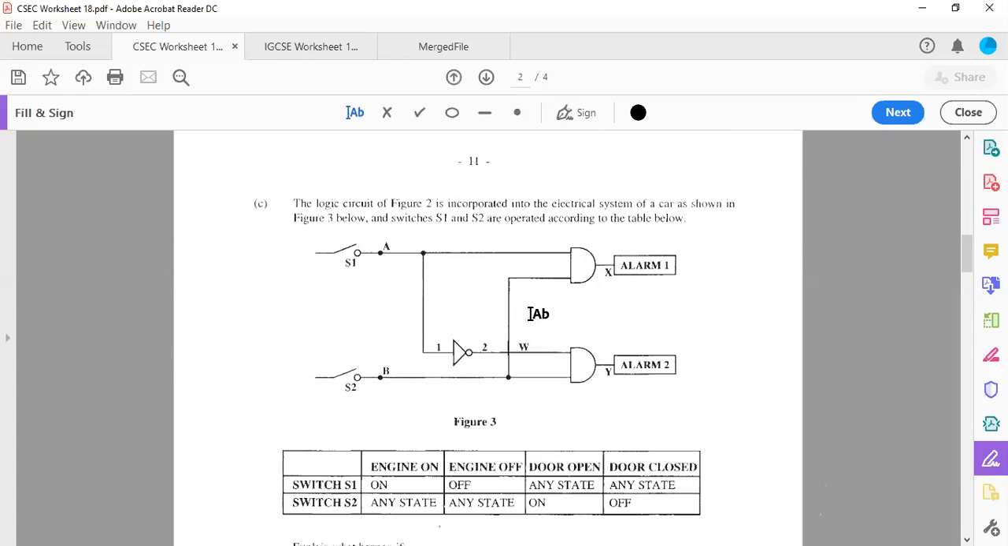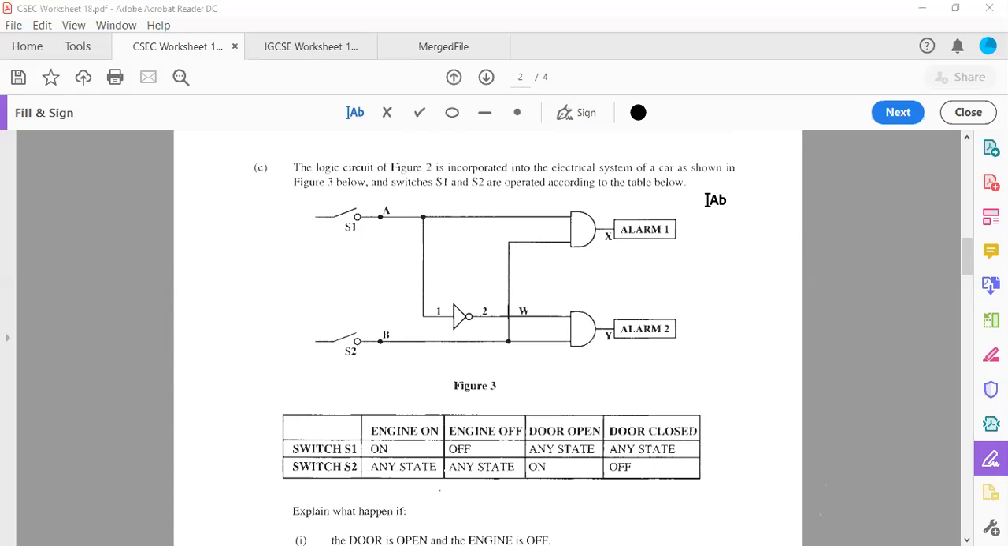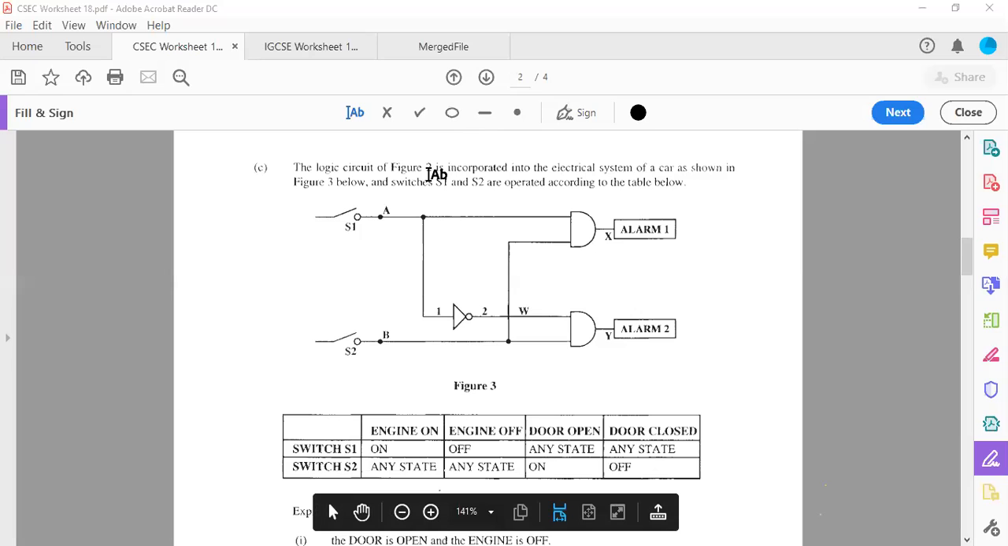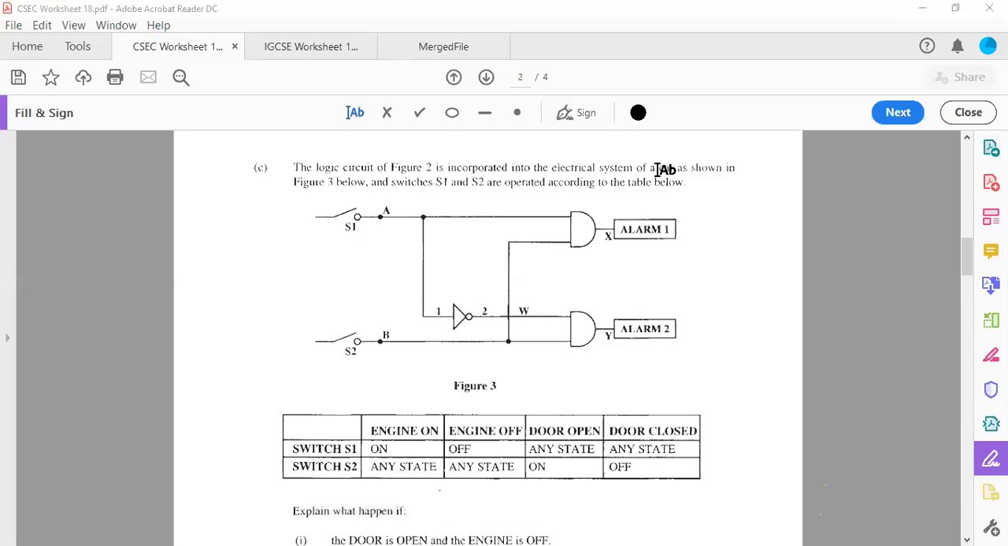So for the CSEC students, we still continue the past paper. Here they say the logic circuit of figure 2 is incorporated in an electrical system of a car. So mind you, we would have done logic circuit control systems for a heater control system, a safety system, a lighting system, and a machine operating system. Now they're doing it for a car. The logic circuit of figure 2 is incorporated into the electrical system of a car as shown in figure 3. That's this system here. Switches S1 and S2 are operated according to the table below.